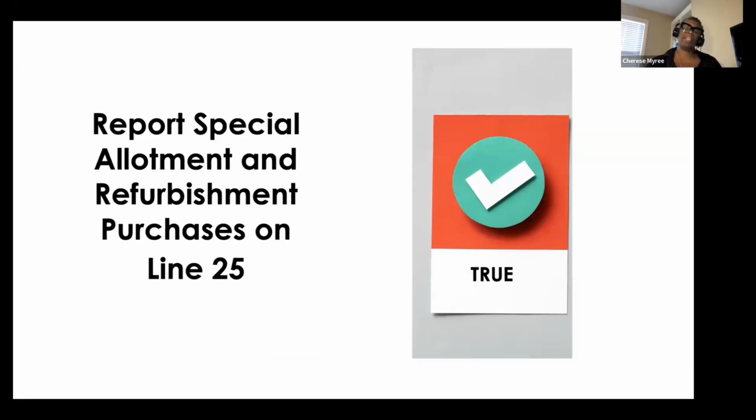Exactly, true. So any additional monies that you get over and above your pre-K operating, whether it's startup, which has its own line, or regular pre-K, which has its own line. So we're talking about over and above startup and over and above your normal pre-K budget. You need to report that on line 25. And if you are awarded additional funding like refurbishment, it will come with a letter with instructions on what it can be used for, what documentation is required to be maintained, and you will report that on line 25.